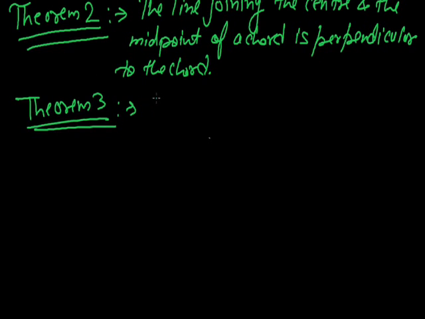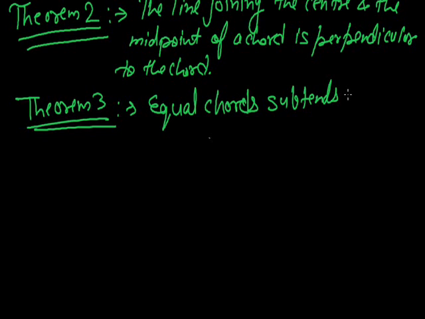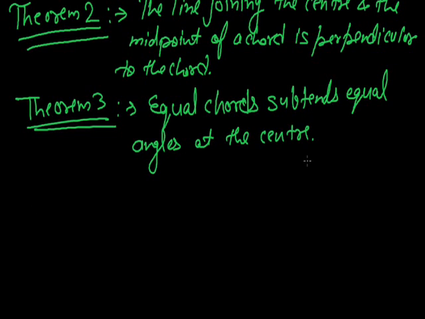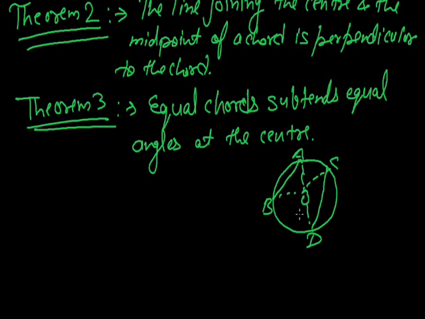equal chords subtend equal angles at the center. That means in a circle we have given two chords, let them be AB and CD. Those two chords are given to us and a center O is given to us. Now we will join AO and BO and OC and OD. Now we have two triangles OAB and OCD in which we know that AB is equal to CD.